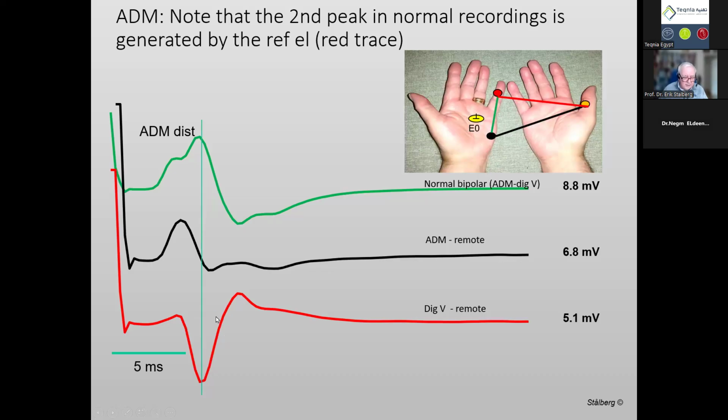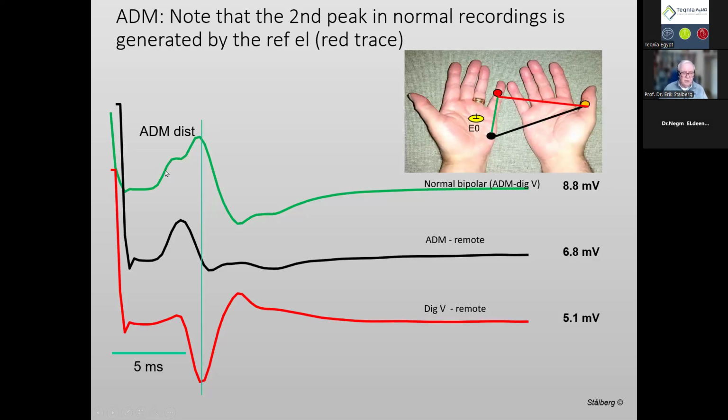And when we get this, this means that we are recording from small hand muscles, interosseous muscles. They are heard here as a disturbance. And when we take black minus red, we get this thing. So this is from the ADM. This is from the intrinsic muscles. And there is nothing we can do about this.